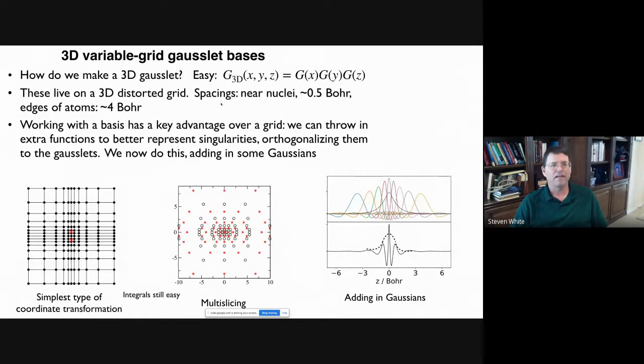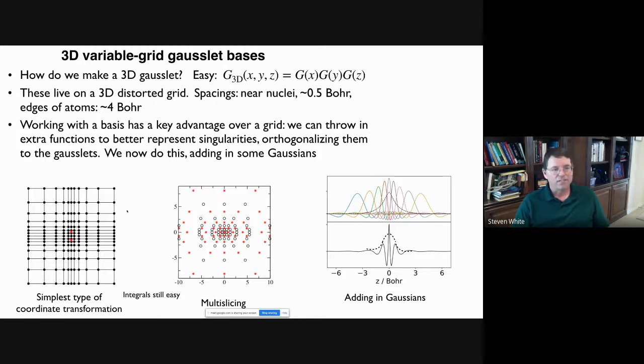Now, a key advantage of working with something that's written as a basis instead of just trying to do this as a grid is that we can throw in extra functions. In particular, we can throw in Gaussians from a standard Gaussian basis and just pick, say, the S functions, for instance, to better represent the nucleus, because the nucleus itself is a singular function. So we can throw in extra functions and orthogonalize them.